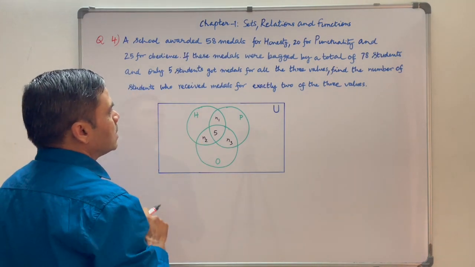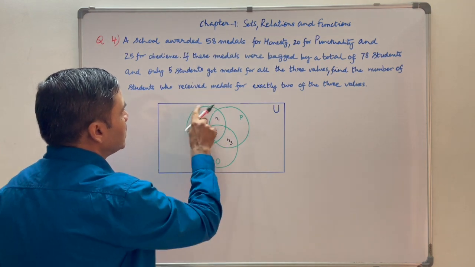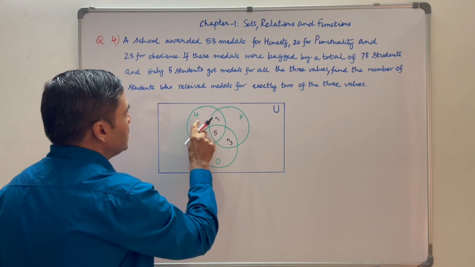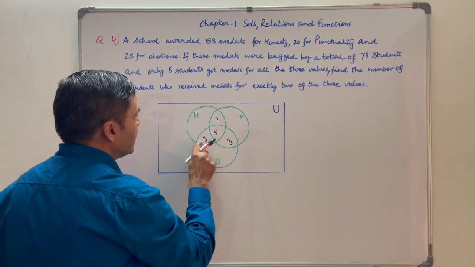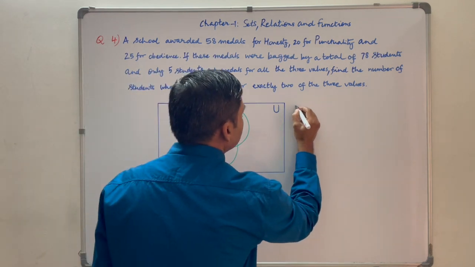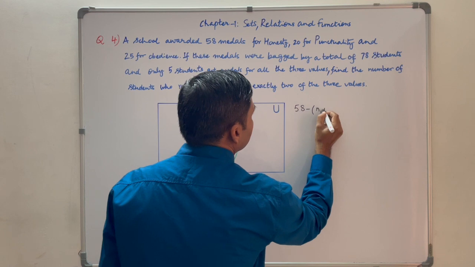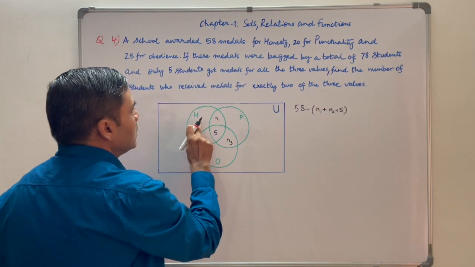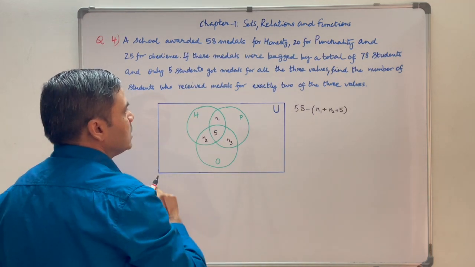So let us start. It is given that 58 medals are given for honesty. So the total of this should be 58. Means what is this? This is 58 minus (N1 plus N2 plus 5). So let us write 58 minus (N1 plus N2 plus 5). This is the number of students who got medals only for honesty.